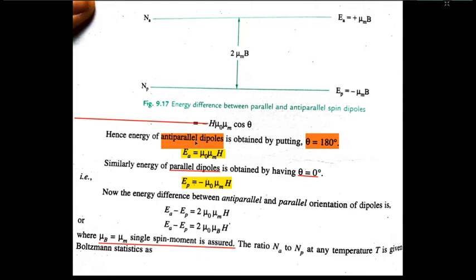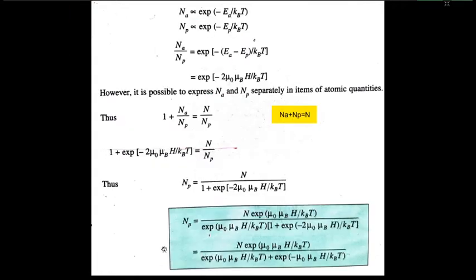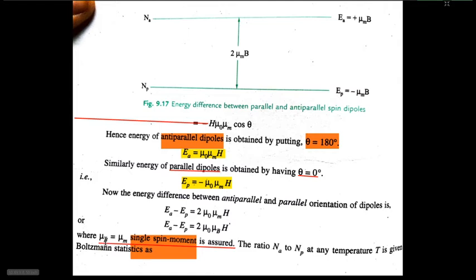EA minus EP मैंने किया. So μm μ0 H, minus minus becomes plus and becomes 2 μm μ0 H. And if you are saying that μ0 H as B, so it becomes 2 μm B. Correct? And in more clarity, either it would be 2 μ0 μm H, but now as we have chosen that it is the dipole moment with the single spin moment, in this scenario you can say that μm is equal to μB.